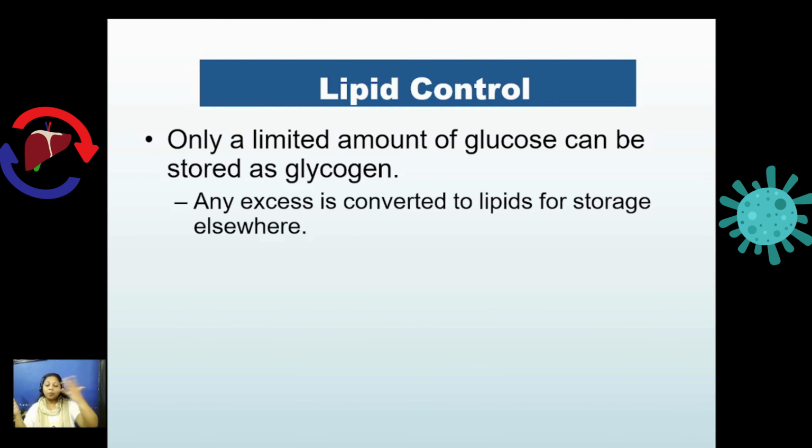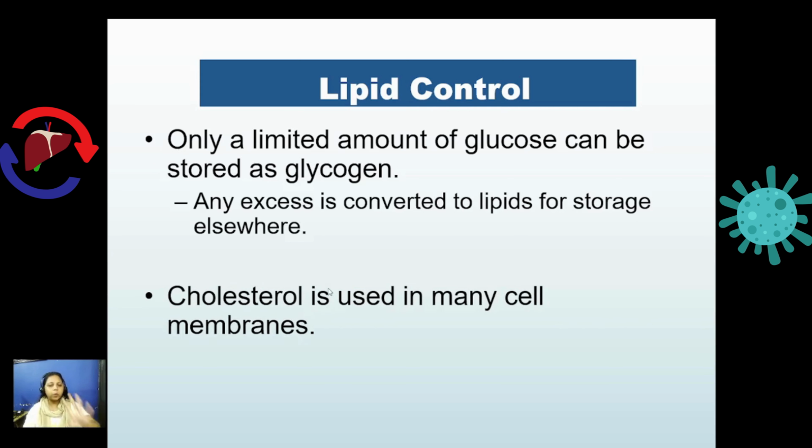Cholesterol is used in many cell membranes. It's a very important part. So every cholesterol is not bad. We have good cholesterol as well. Excess cholesterol is removed by the liver and excreted by bile. Hormone control: hormones need to be broken down after they have delivered their message. The protein hormones are deaminated and the steroid hormones are excreted in bile.